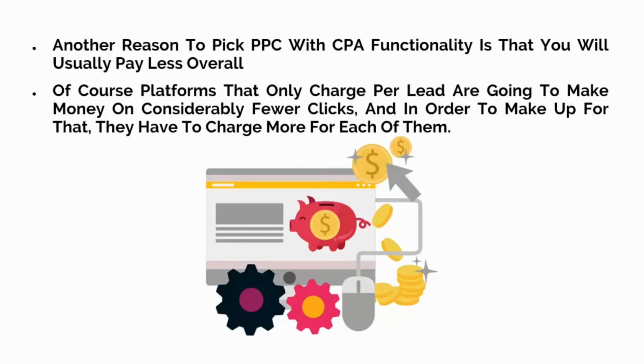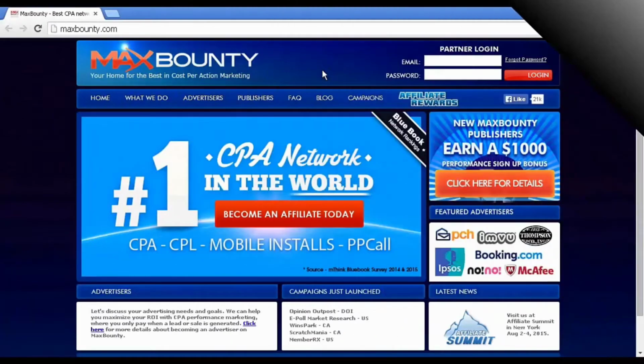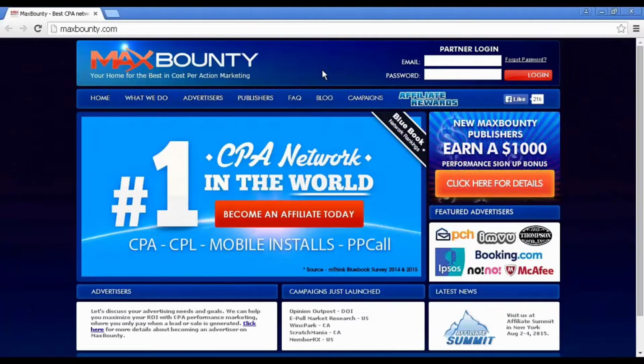Let's look at some of the different types of CPA platforms, how to choose the right one, and how to get started. The first pure CPA network to look at is Max Bounty. Max Bounty was formulated in 2004 and has quickly become one of the more popular CPA platforms, allowing advertisers to set up purely CPA, CPL and CPS campaigns.